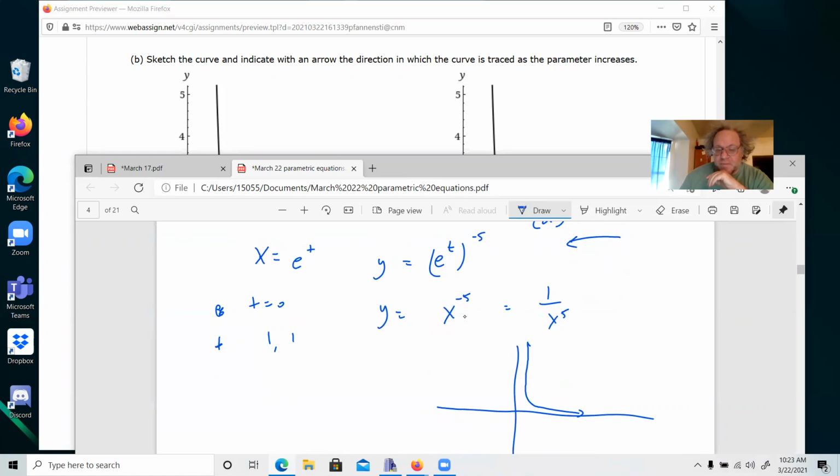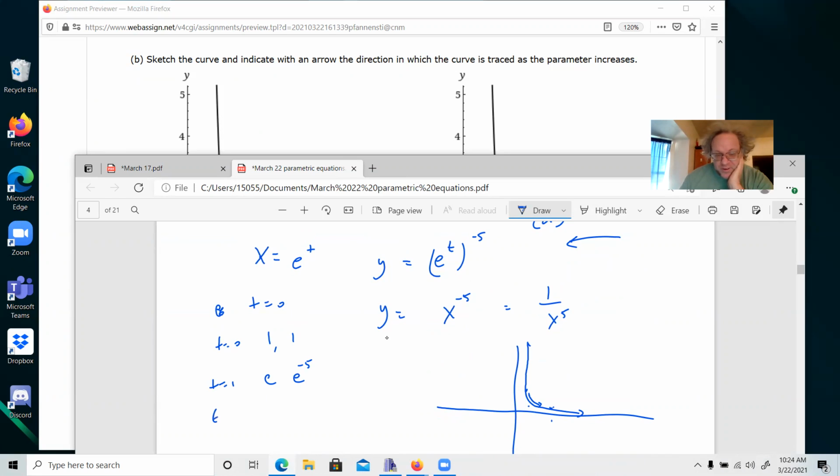So that was t equals 0. T equals 1, right? We get e to the t, so we get e and e to the negative 5. Okay, so we have e and e to the negative 5. So we start from here, and then we're getting e to this one. So it looks like our arrow is heading in that direction there.